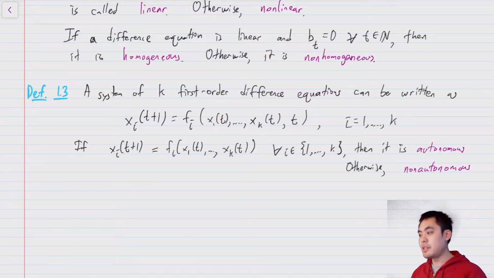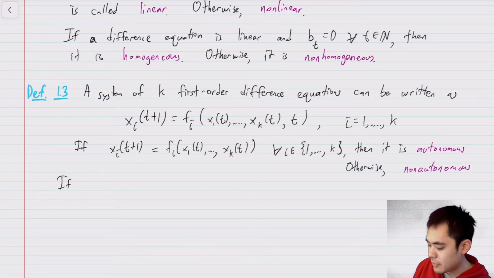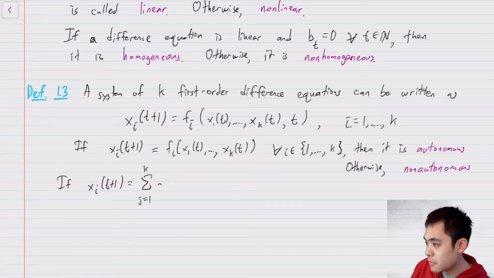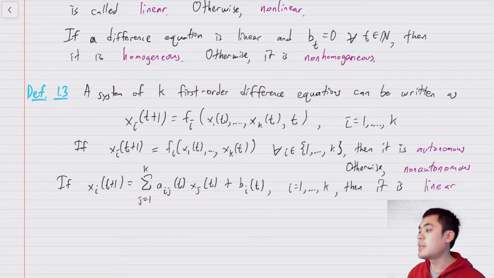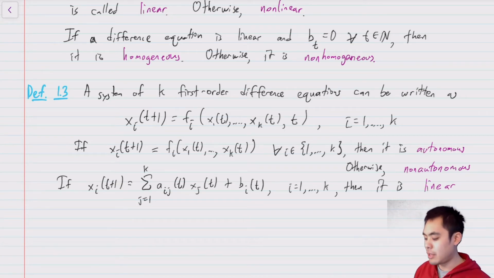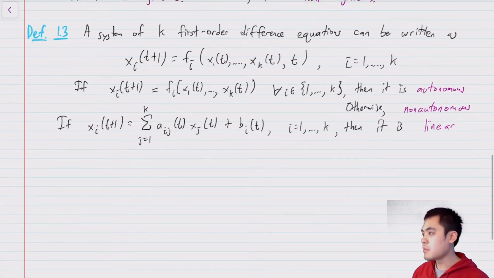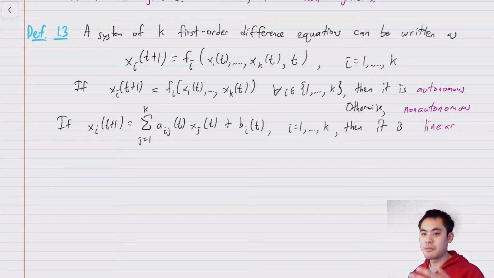And we still have the same sort of ideas of linearity and homogeneity. So if we have that x sub i of t plus 1 is equal to the summation from j equal 1 to k of a ij of t, x j of t, plus b i of t, for i equal 1 through k, then it is linear. You notice that in this particular formulation, instead of just having an arbitrary f function that can do crazy things with our state variables x1 through xk, the dependence on the various other state variables can only enter in through this linear summation term. So that's linear, and it's obviously nonlinear if you can't write it in that form.